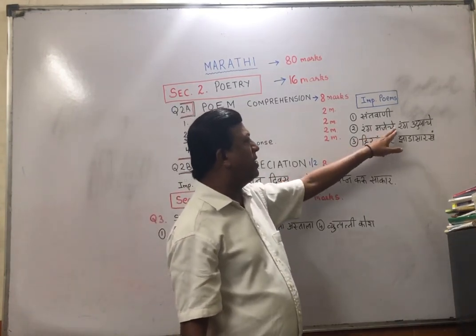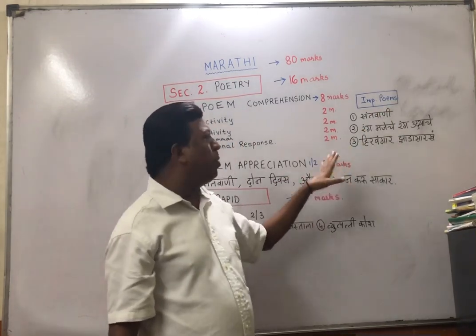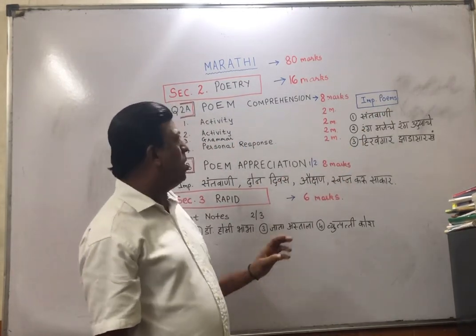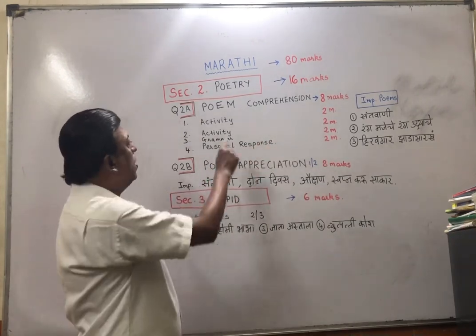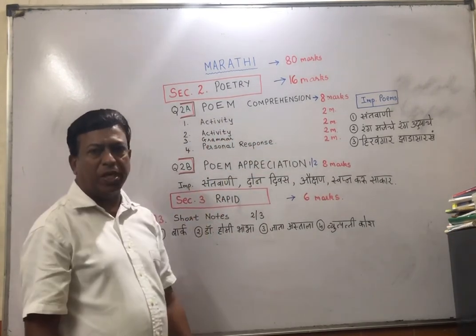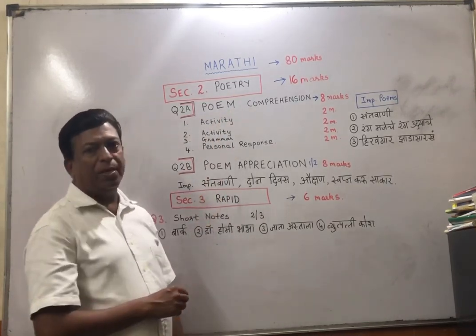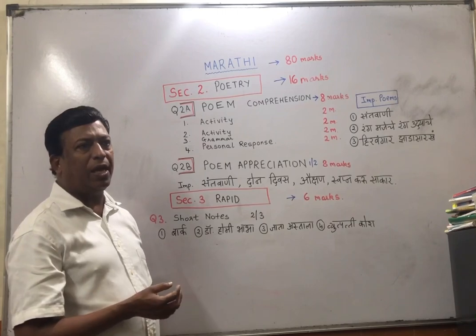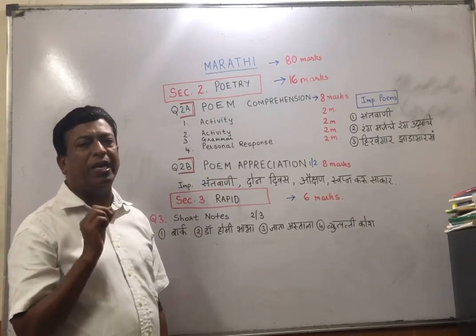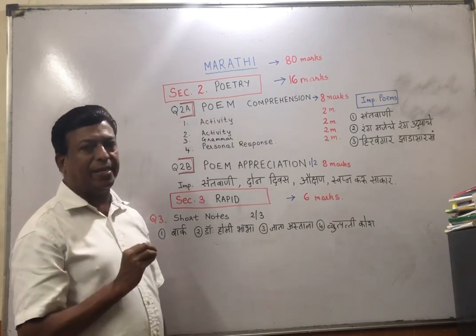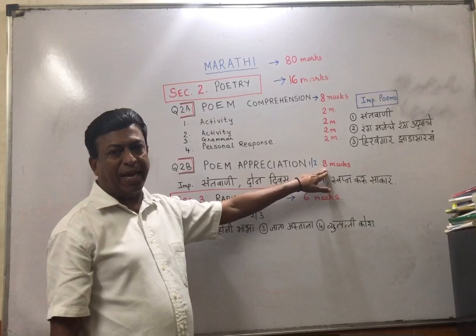Then Rang Majeche, Rang Udyache, Hirvagar Zada Sarka. Do these poems for comprehension. Now for comprehension questions, 8 marks meaning 4 questions. Activity that you have to search from the poems. Grammar will be Samanarthi, Virudharthi and all those words. And personal response, again please do not leave your personal response, write something. Then comes poem appreciation, which carries 8 marks.